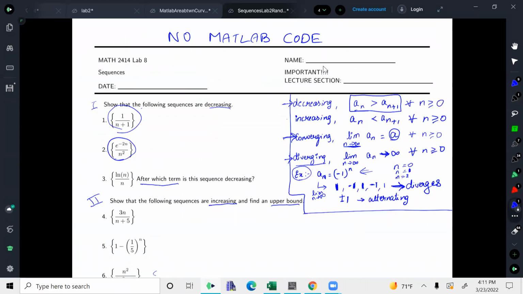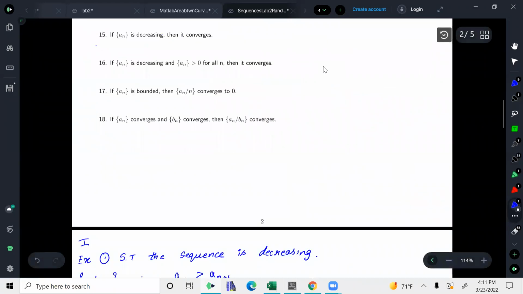Remember, you don't have to write any MATLAB code. All you have to do for lab 8 is to submit hand calculations only. And remember, you must attempt all 18 problems. Got it?